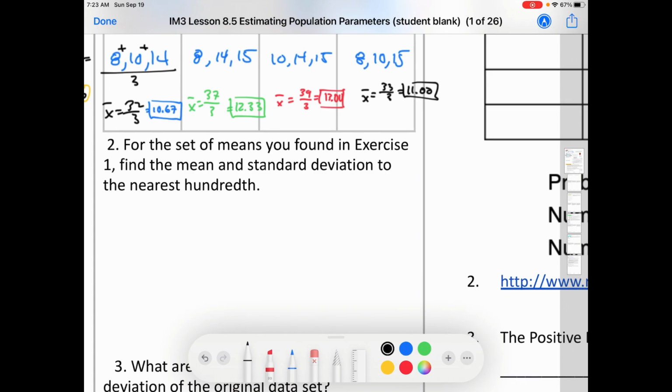Okay, for the set of means you found in exercise 1, find the mean and standard deviation to the nearest hundredth. Okay, so basically what they want us to do, I'm going to use a highlighter because this might make more sense. These numbers, we're going to find the mean of them and then the standard deviation. So now I'm taking the 4 numbers. Given these numbers, go ahead and find the mean and the standard deviation of these numbers. So let's go ahead and do that.